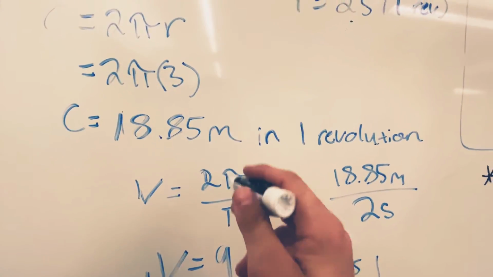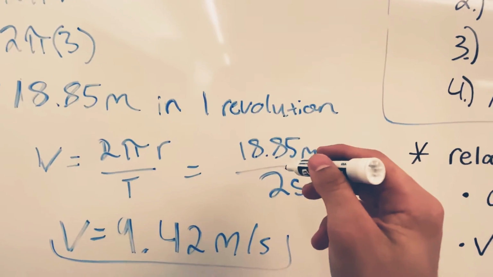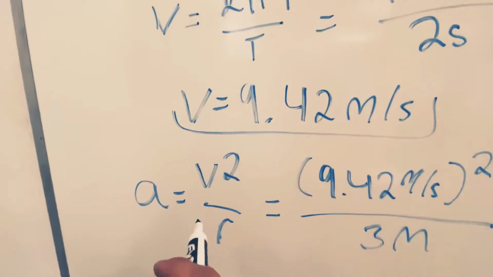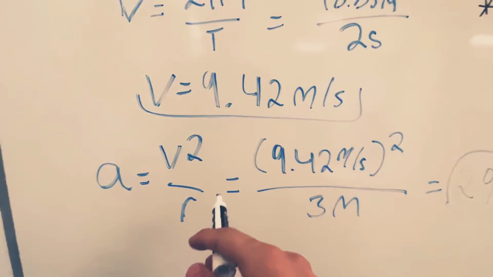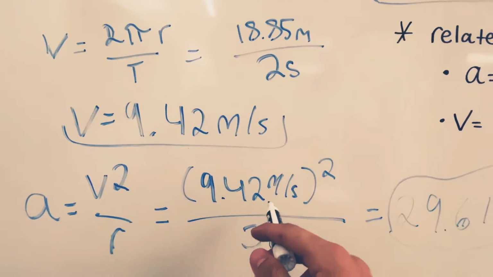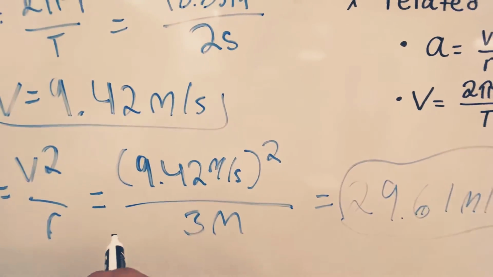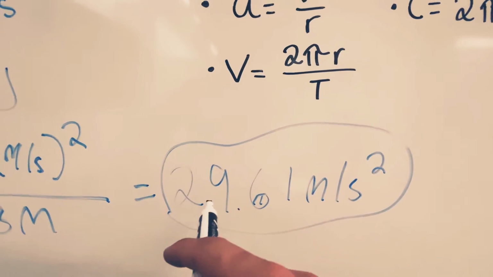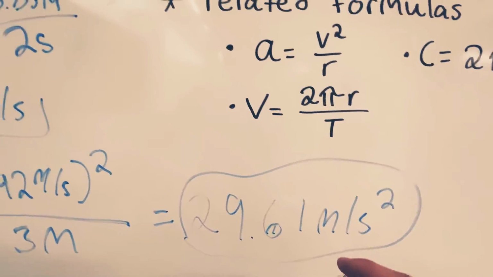Velocity equals that circumference divided by time, which is 2 seconds, so 18.85 divided by 2 gives us a velocity of 9.42 meters per second. Acceleration is represented by velocity squared divided by radius. Velocity is 9.42 meters per second, squared, divided by 3 meters, which is r, gives us an acceleration of 29.61 meters per second squared.